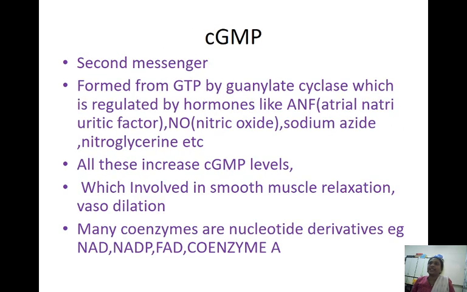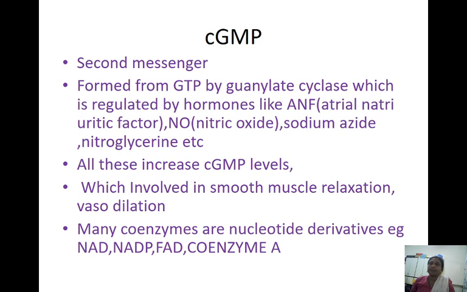Then coming to cyclic GMP. Cyclic GMP, already we have discussed, is formed from GTP by the enzyme guanylate cyclase, a membrane bound enzyme. The activity of guanylate cyclase is regulated by various factors like ANF, atrial natriuretic factor, nitric oxide, sodium azide and nitroglycerin. So the presence of all these factors stimulates guanylate cyclase and increases the release of cyclic GMP.